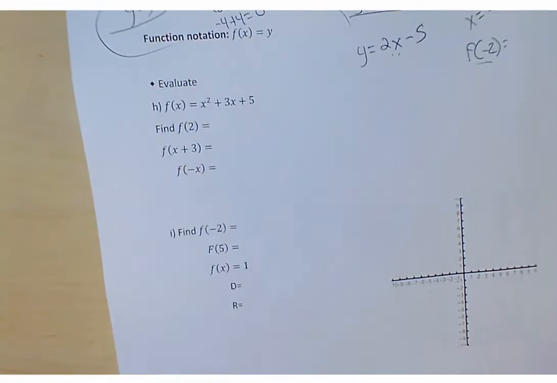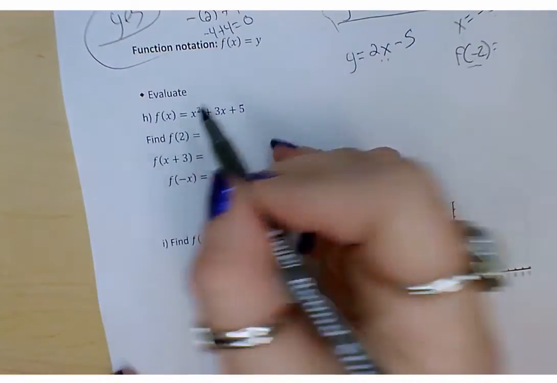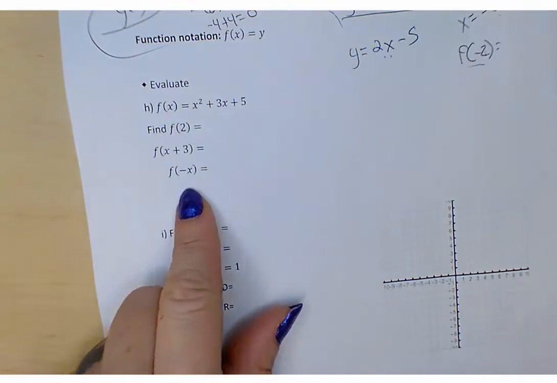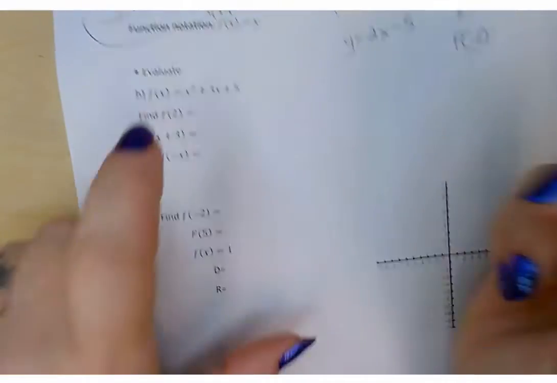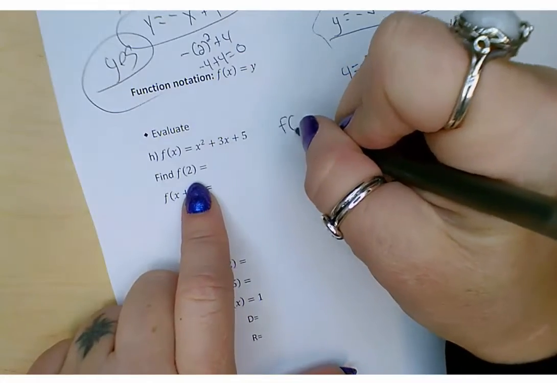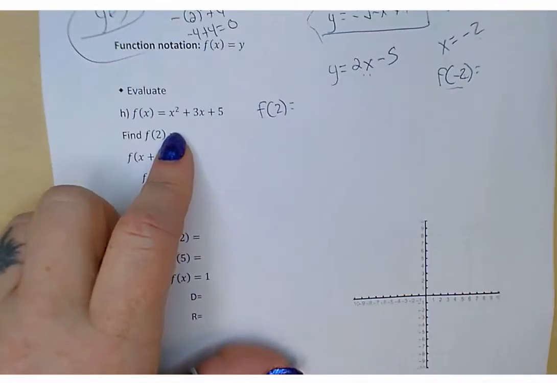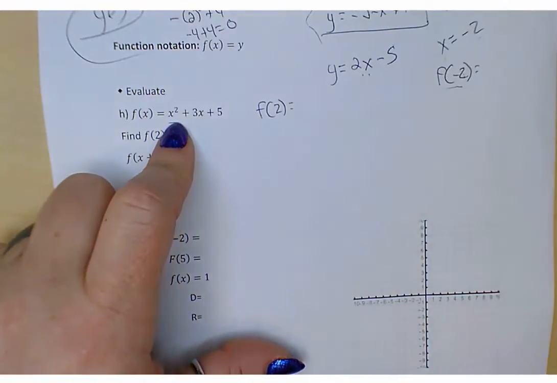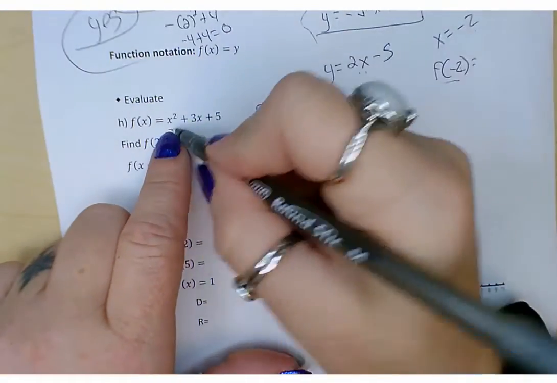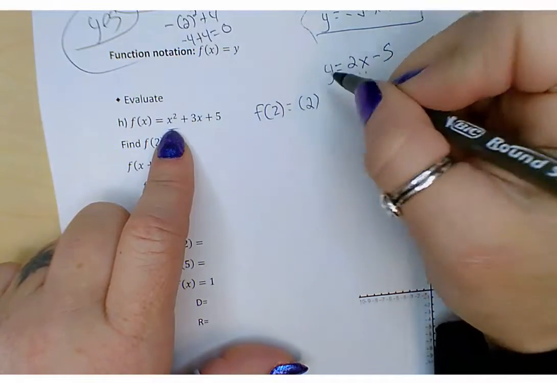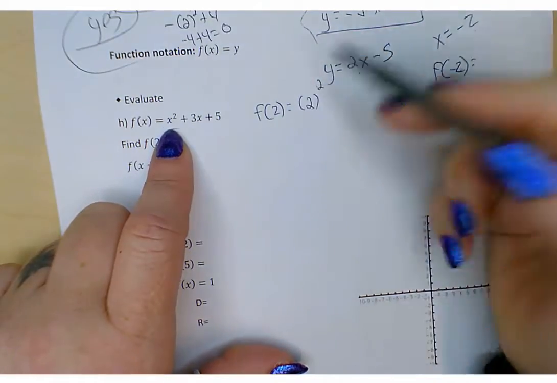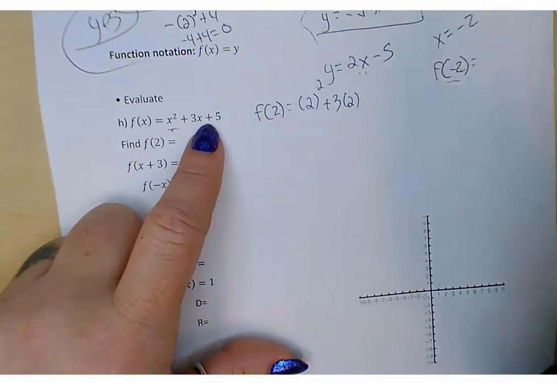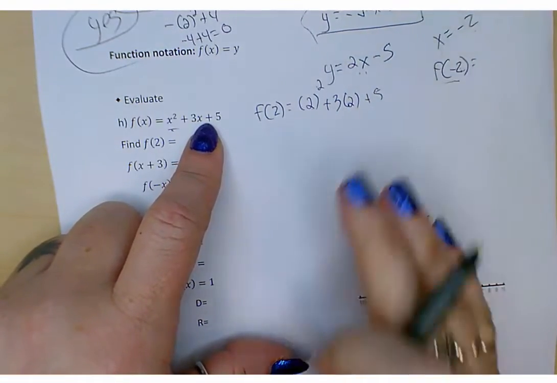So for example H, we are given the function f of x is equal to x squared plus 3x plus 5. We are asked to evaluate for these three things right here. First, we are asked to evaluate f of 2. Evaluating f of 2 is telling us to take our equation here, and instead of x, plug in a 2. So this will look like x squared, where x is a 2. So this is our x squared, plus 3 times x, where again, x is 2, plus 5.